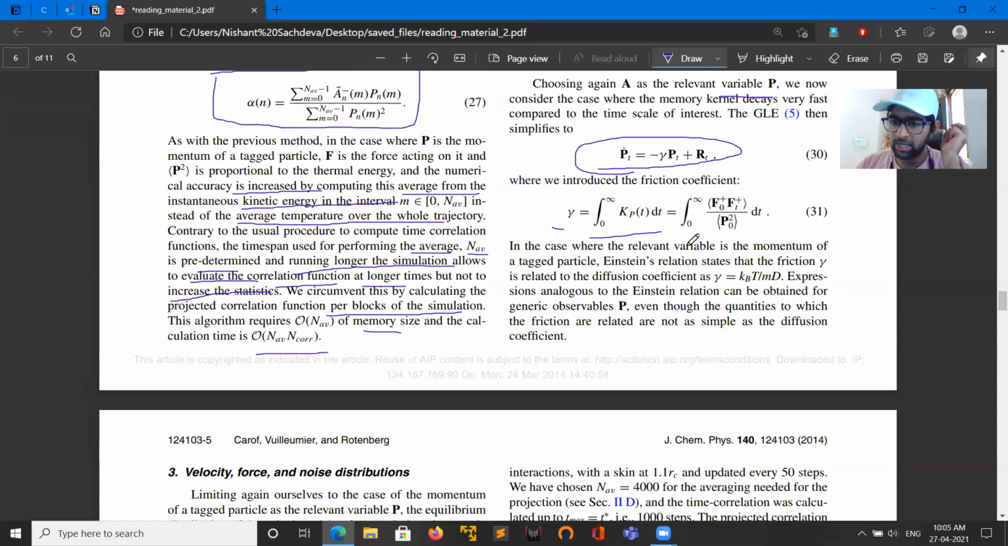In the case where the relevant variable is the momentum of a tagged particle, Einstein's relation states that the friction gamma is related to the diffusion coefficient as gamma equals k_B T by m D. Expressions analogous to this relation can be obtained for the generic observable P, even though the quantities to which the friction is related are not as simple as the diffusion coefficient. Einstein worked on diffusion and we have a relation from there. We can have an analogous one with our observable P.